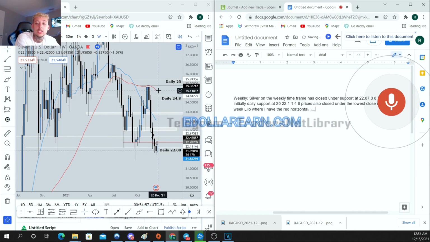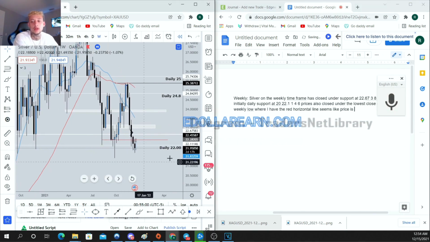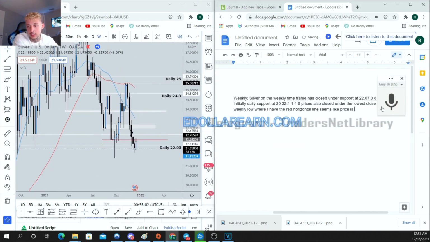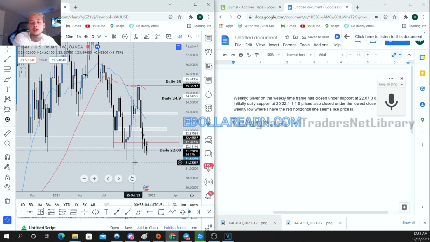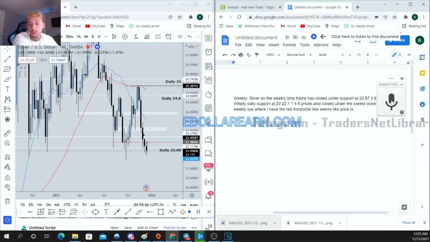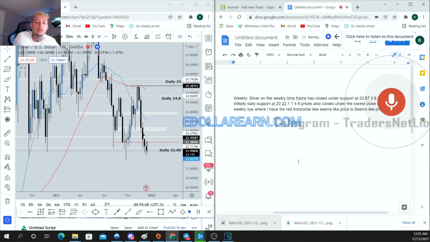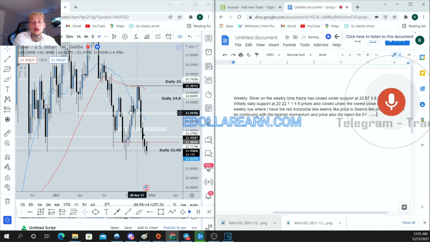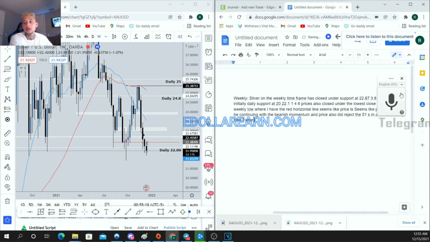line. Seems like price is going to be forming, and this is where you actually got to stay on the Google Translate here. So I'm going to continue. Seems like price is going to be continuing with the bearish momentum, and price also did reject the 51 SMA on the weekly time frame. And then that's it. Right, so we already have our notes here on the weekly time frame.